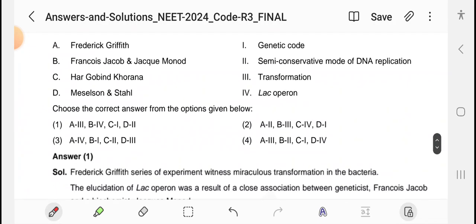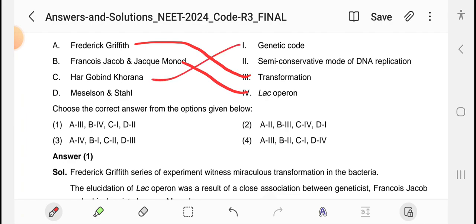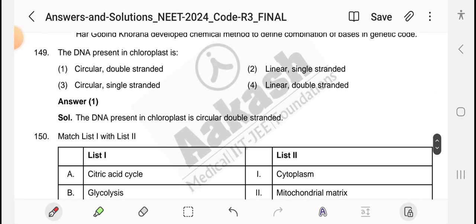Next, match list 1 with list 2. Now Frederick Griffith's transformation principle, then Francois Jacob, which is the lac operon, then Har Gobind Khorana genetic code, Meselson and Stahl semi-conservative DNA mode. So the correct option would be option number 1. Your next question, the DNA present in chloroplast is circular and double stranded. So the correct option would be option number 1.